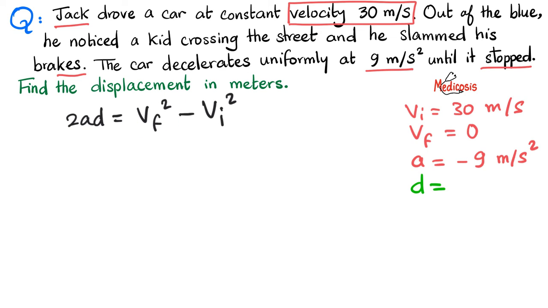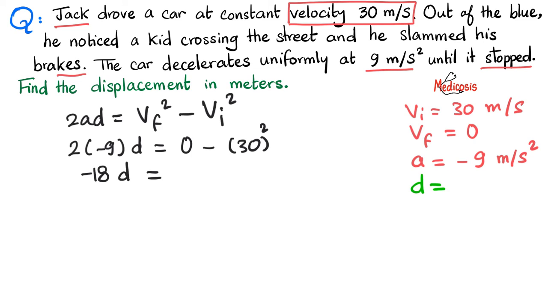What is my v final? It is 0. So let's rearrange this. 2 times acceleration, which is negative 9. And what's the displacement? No clue. And what is v final? That's 0. v initial is 30 squared. Nice. 2 multiplied by negative 9 is negative 18d equals, well, what is 30 squared? 900. Okay, don't forget the minus, negative 900. You can remove the negative with the negative. And now 18d is 900.